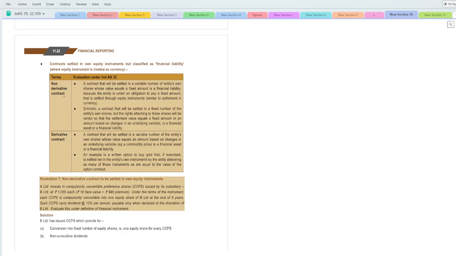So a non-derivative instrument, a contract that will be settled in a variable number of own shares whose value equals a fixed amount, is a financial liability, because the entity is under an obligation to pay a fixed amount that is settled through the equity instrument. So it is similar to the settlement in the currency.